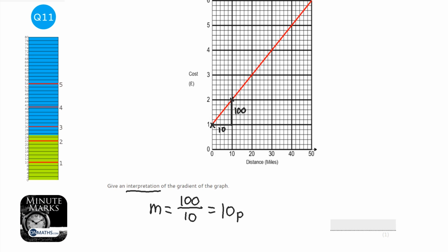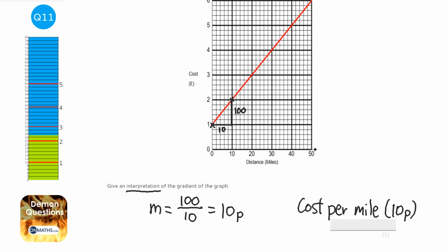So the gradient is the cost per mile. And I'm going to put in brackets 10p. Now, it could be that just writing the cost per mile for this question would give you the mark. But if you actually wrote the gradient as well, then you definitely get the mark. And sometimes it will ask you for the gradient and then ask you to interpret it.